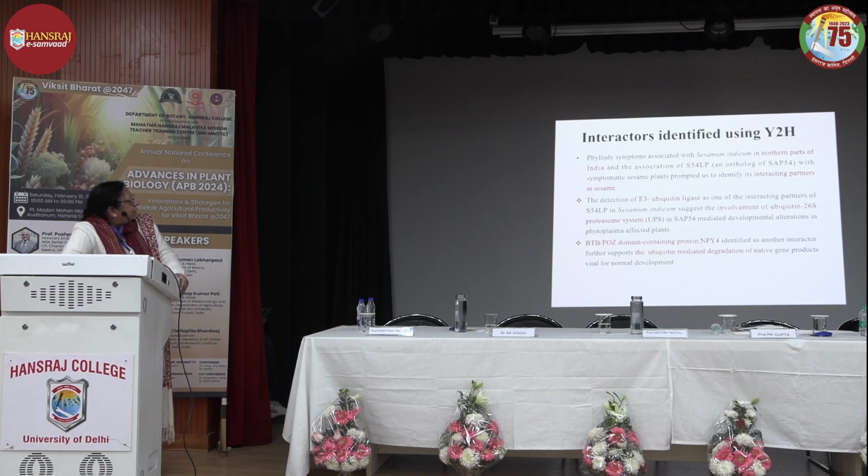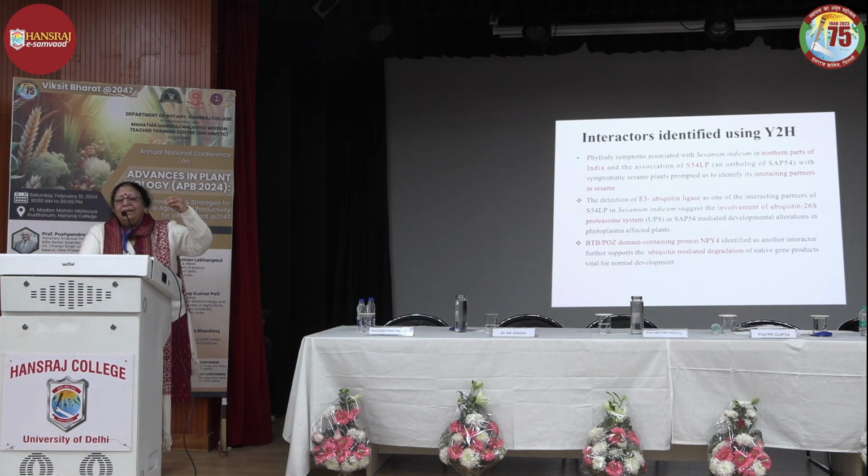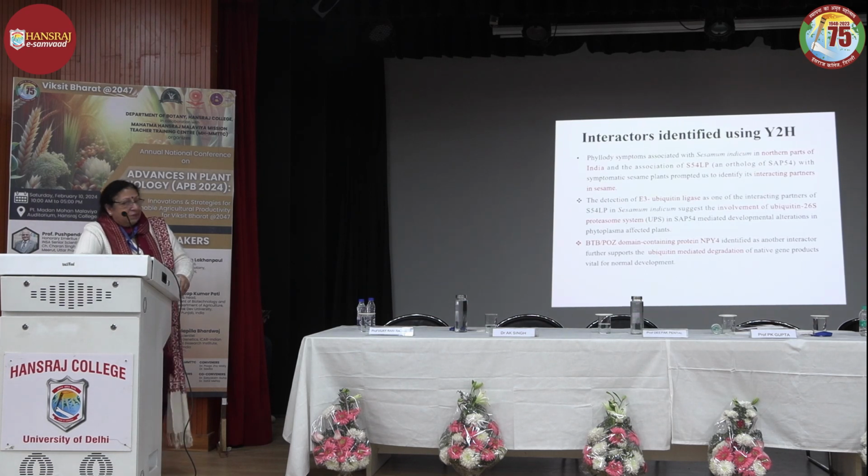So we could identify the interactors of SAP54. The strongest interactor which we found was E3 ubiquitin ligase. E3 ubiquitin ligase was a very interesting finding because this is a part of what we call the proteasome machinery. Again, for the sake of students, ubiquitin is kind of a tag. When any system has to degrade a protein, it puts a ubiquitin on it. The moment the ubiquitin is put on a protein, the proteasome machinery starts breaking it. So one thing that came out of this study was that SAP54 makes an alliance with E3 ubiquitin ligase.